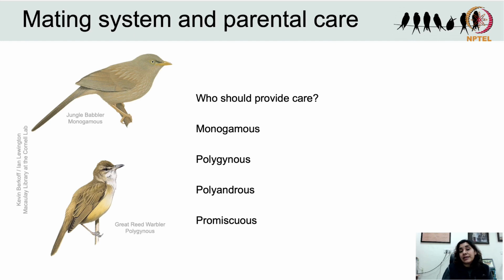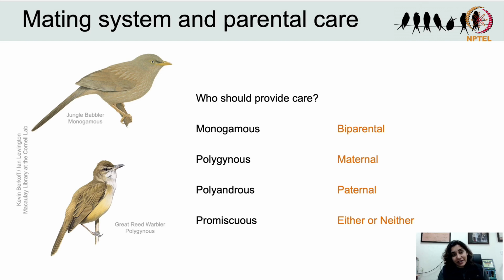So, for monogamous species, it is expected that both parents will provide care, or there is what we call biparental care. For polygynous species, we expect maternal care, where the males maximize their mating opportunity by mating with multiple females and do not stay back to help the females to provide for the young ones. So it is the females who must provide care. Polyandrous species, where females mate with multiple males, typically it is a male that provides care, therefore there is paternal care. Promiscuous species can have either both parents providing care or neither.